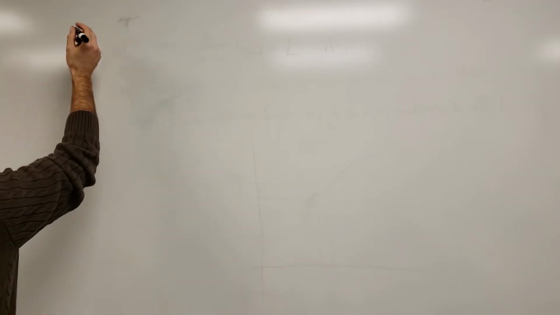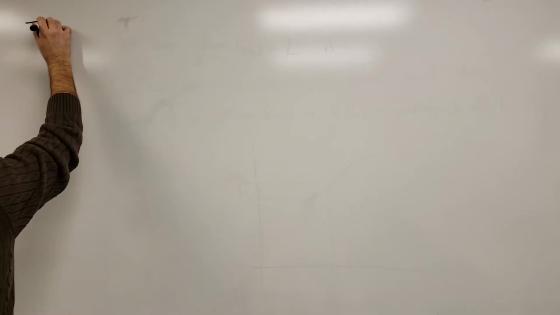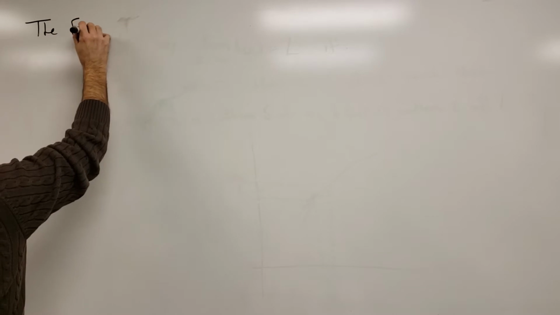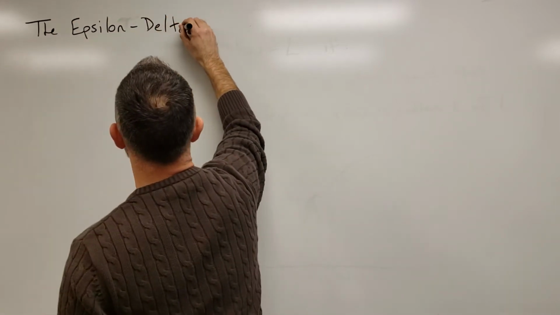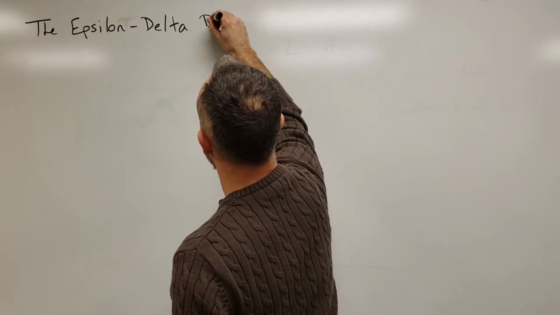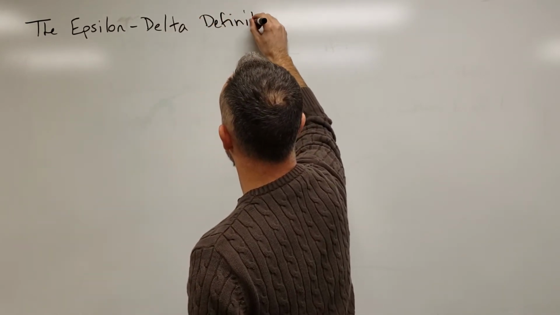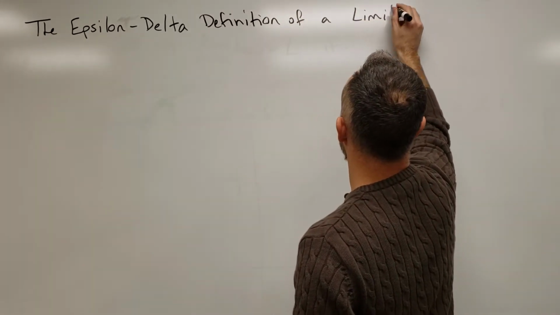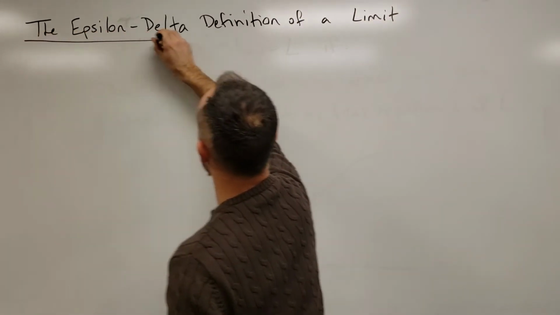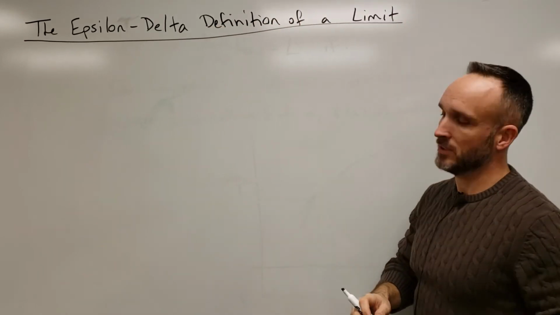So we're going to look at what's called the Epsilon-Delta definition of a limit, okay? The Epsilon-Delta definition of a limit.